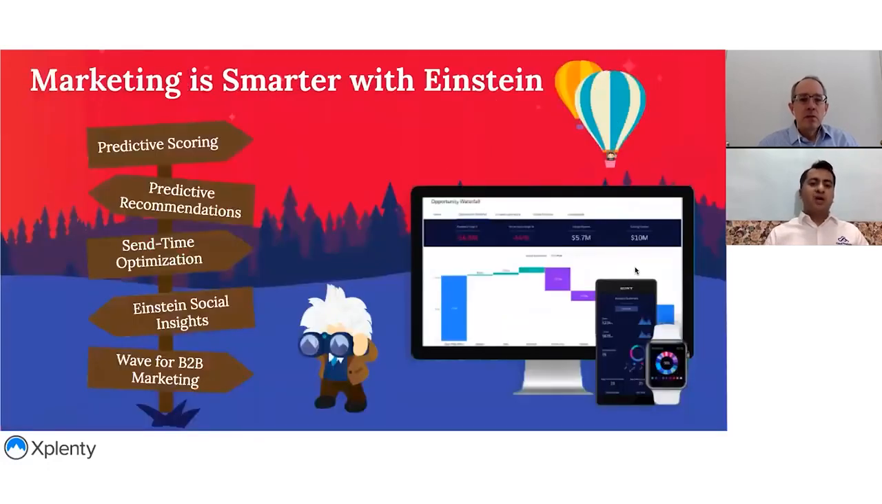Let's move on to Marketing Cloud Einstein. So marketing is getting smarter with Einstein. How? You can get predictive scoring, predictive recommendations, send time optimization, Einstein social insights, and ways for B2B marketing. So let me explain how marketing is getting smarter with an example.